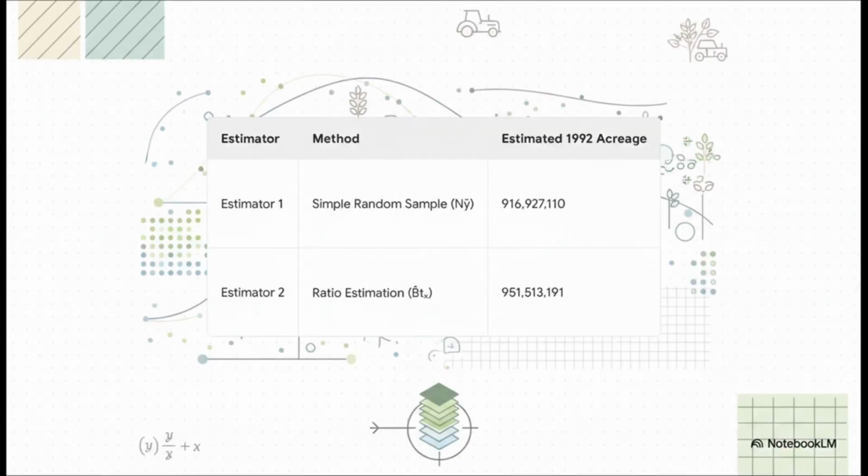And this is where the magic happens. Look at the difference it makes. If you just used a simple random sample method, you'd estimate about 917 million acres. But with ratio estimation, we use our knowledge of the total 1987 acreage for all counties. We calculate our B hat from the sample and multiply it by that known 1987 total. And boom, we get an estimate of 951 million acres. It's a much better estimate because it corrected for the fact that our sample, just by random chance, happened to include counties with slightly smaller farms.